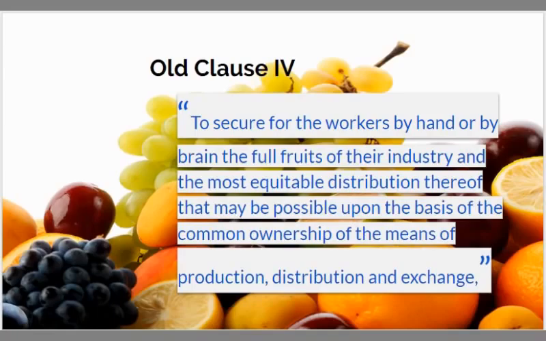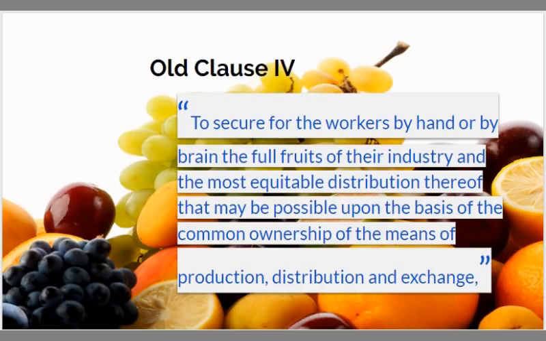Back 100 years ago, when the Labour Party adopted Clause 4, it adopted a clear socialist objective to get rid of exploitation. It said to secure for the workers by hand or brain the full fruits of their industry and the most equitable distribution thereof that may be possible on the basis of common ownership of the means of production, distribution and exchange. Now that aim has two components. One, full fruits of their industry, and two, common ownership.